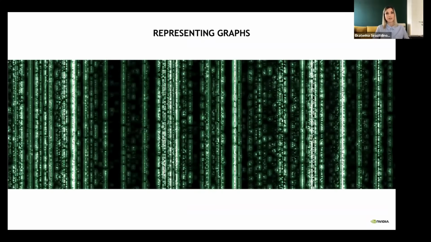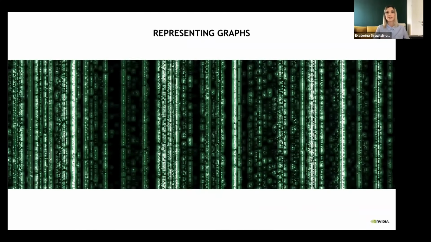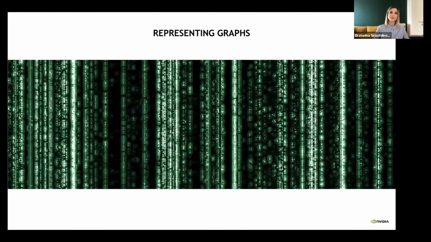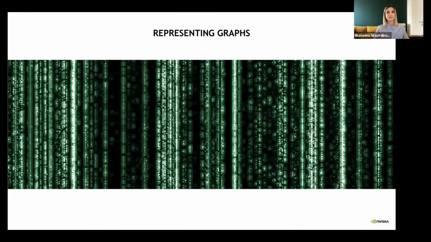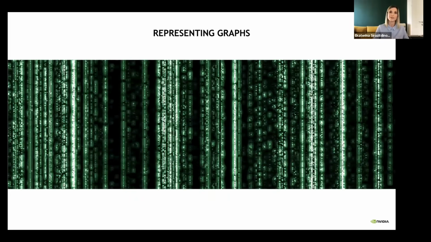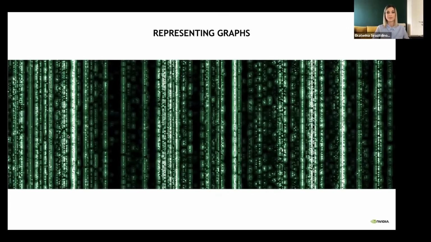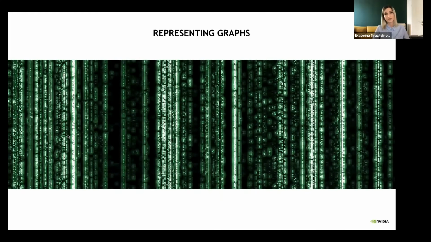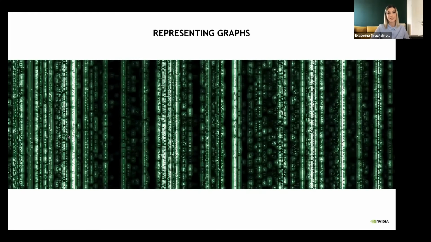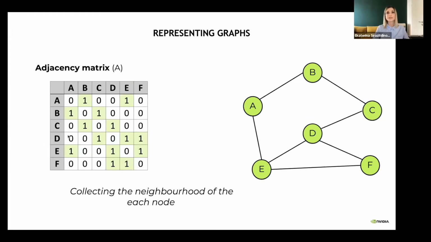When talking about graphs and graph learning, of course, it's also necessary to talk about graph representation. So how do we represent graphs in the computer memory so that we are able to work with them and learn on them? And one good representation of graphs is a matrix. There are matrix representations of different kinds. And the first matrix kind is the so-called adjacency matrix.